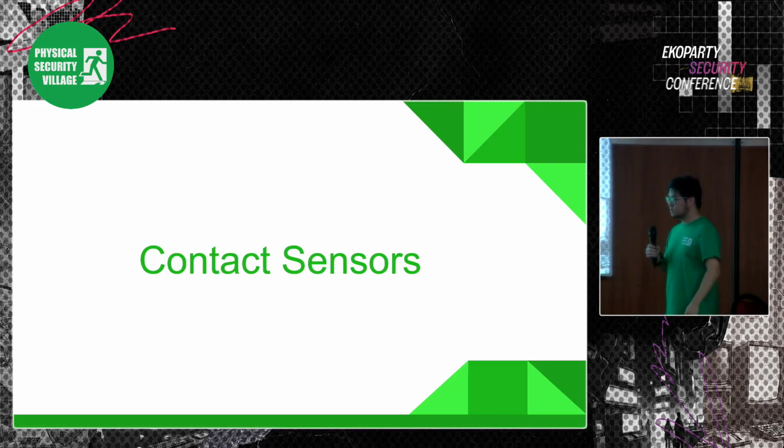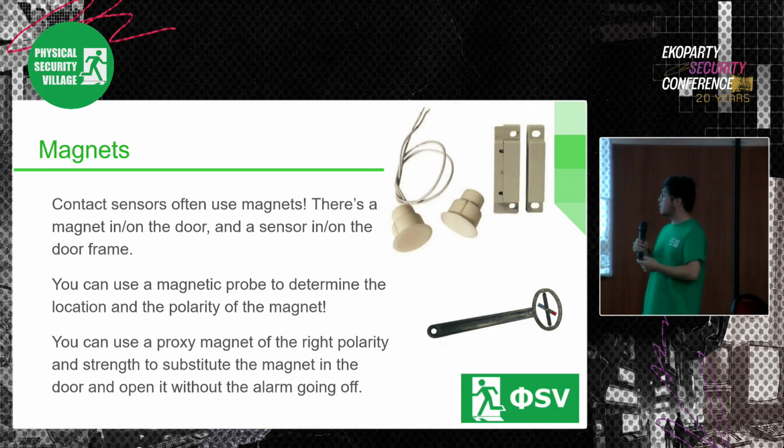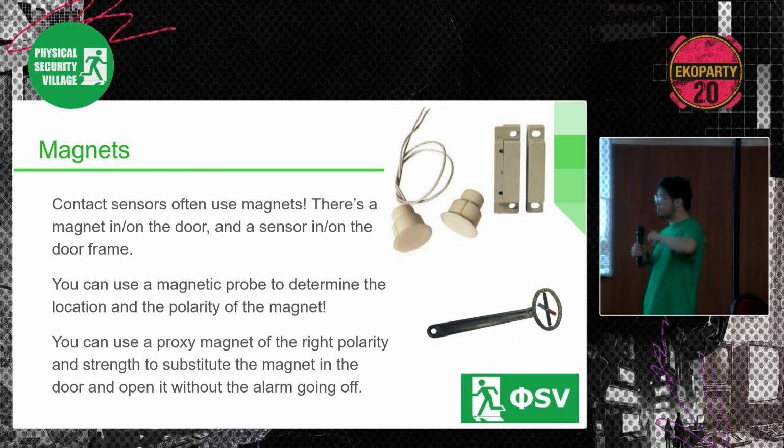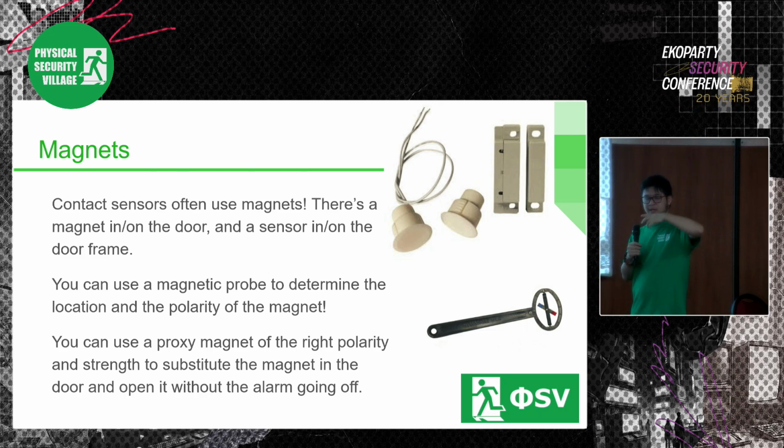So I'll talk a little bit about contact sensors. Contact sensors use magnets to detect whether or not a door is open or closed. These contact sensors will be embedded in the door. So there'll be a magnet in the door and a sensor in the door frame. When the door is closed, the sensor will detect that there's a magnet connected to it, and when it's open, it'll detect that the magnet is gone.